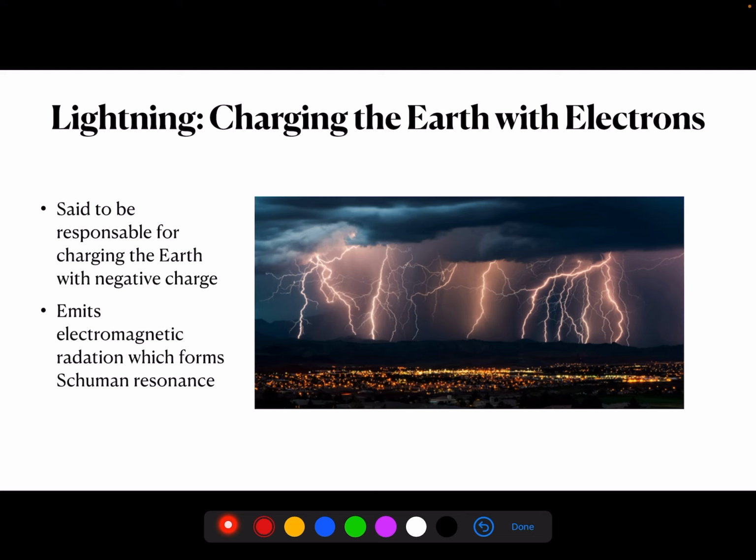According to the global electric circuit theory, lightning is totally essential for two things. It's said to be responsible for charging the Earth with the negative charge. So if you asked, well, why is the Earth negatively charged? Why are we saying that? Well, because we have lightning giving electrons to the Earth. This is what's proposed. This is not really what I'm proposing.